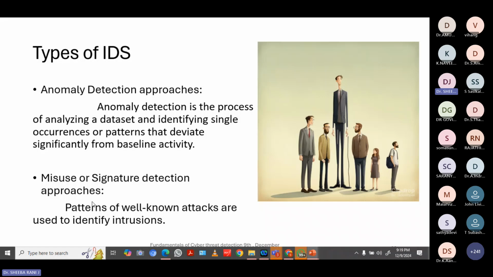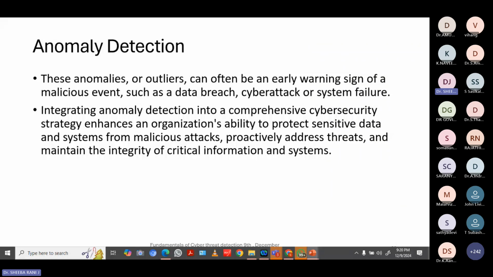So here we want signatures. We should already have patterns of signatures covering the possibility of all intrusions. Then this will work fine. This is a very tedious process, because identifying patterns that deviate significantly means a comparison is required. We have statistical approaches and non-statistical approaches. Nowadays, we are using anomaly detection with machine learning and artificial intelligence. Now I'll go to the next one.